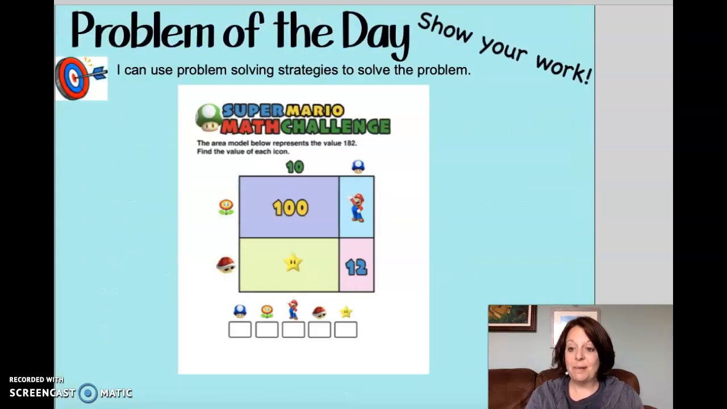All right, here's our problem of the day. Our learning target is I can use problem-solving strategies to solve the problem. So let's read the directions here. It says Super Mario Math Challenge. The area model below represents the value of 182. Find the value of each icon. So we need to figure out what mushroom, flower, Mario, the red shell, and the star is equal to.